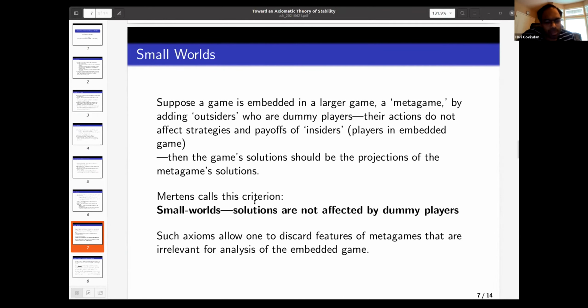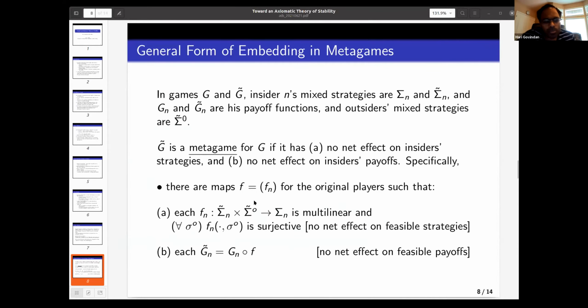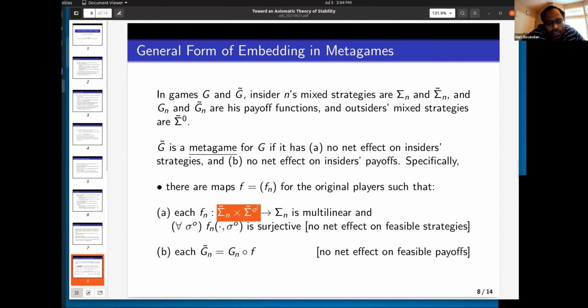Small worlds is a term that comes from Savage's theory of decision theory. That's where the term comes from. So here is the formal definition. Suppose I have two games, G and G tilde. Sigma n is the set of mixed strategies in G, and sigma tilde is the set of mixed strategies in G tilde. And likewise, G tilde has its payoff functions. G tilde is a bigger game. It embeds the original game if the players in G are also players in G tilde. And I have these functions here.